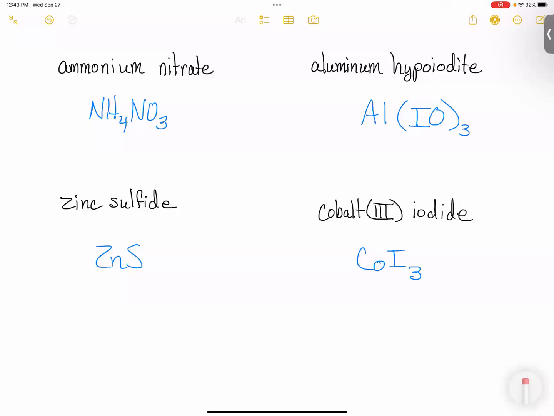Ammonium is NH4 plus 1. Nitrate is NO3 minus 1. Okay. Questions?